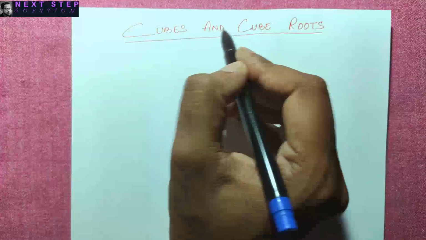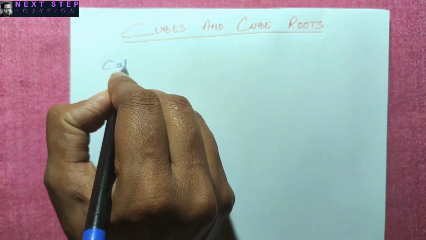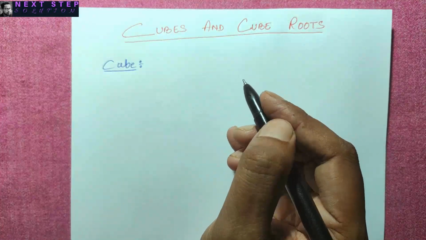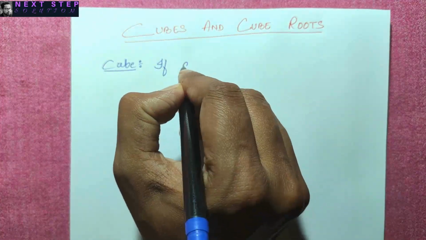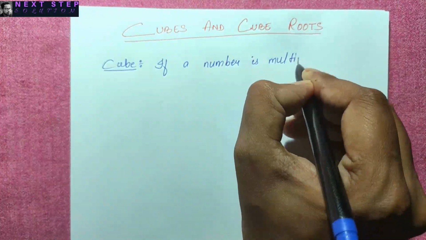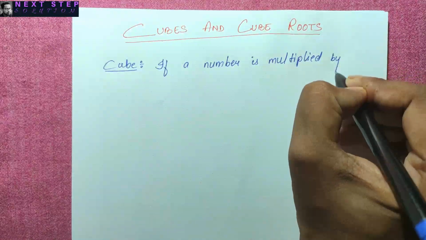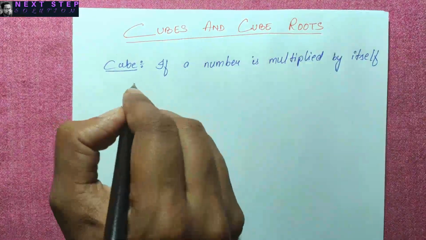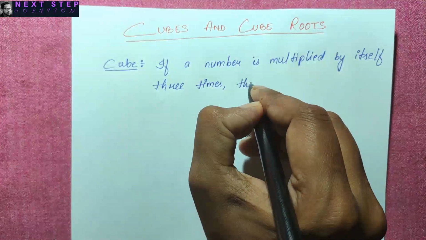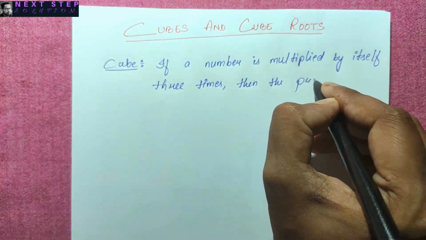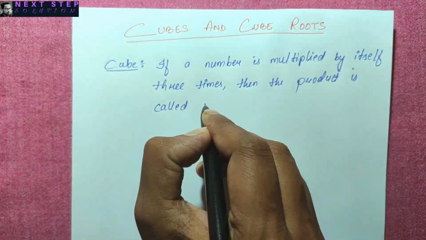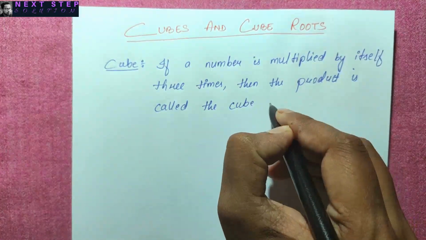Alright, today we are doing cubes and cube roots. Now, cube. Previously, you have studied square, that if a number is multiplied with itself, we get the square of that number. But in cube, if a number is multiplied by itself 3 times, then the product is called the cube of that number.